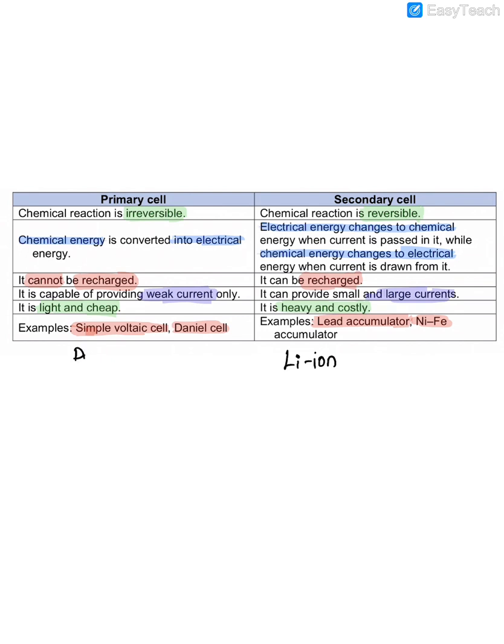Another example of primary cell is a dry cell. The cells which you use, as I told you, in your wall clocks and all, those are also called dry cells. So guys, obviously very important, this differentiation. Better to learn all of them, but at least 3 you should know by heart.